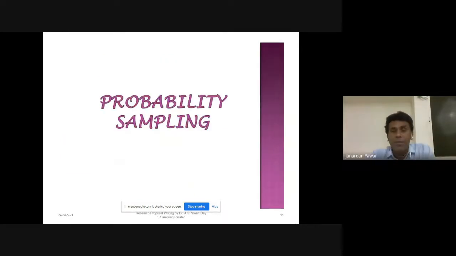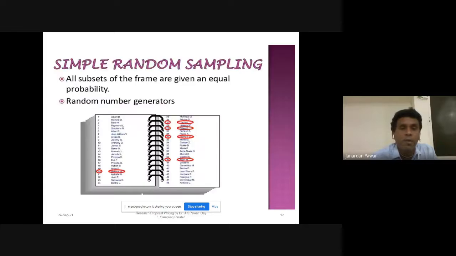Now we are coming here to understand different types of sampling methods. First of all, we are going to talk about probability sampling. I told you, what is probability sampling? Probability sampling is where every person in the population has an equal chance of getting selected. This is what is called probability sampling.